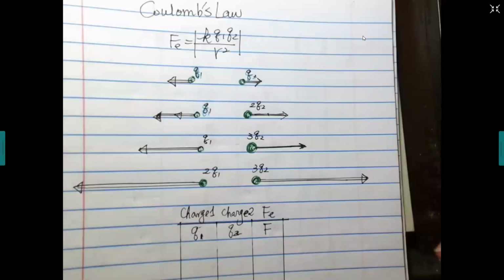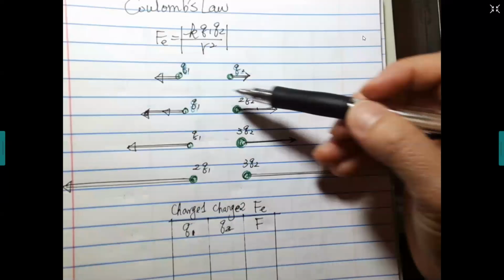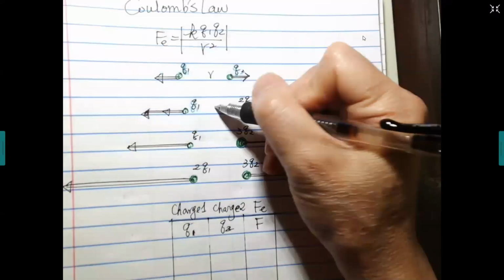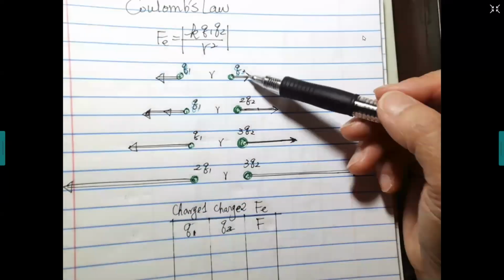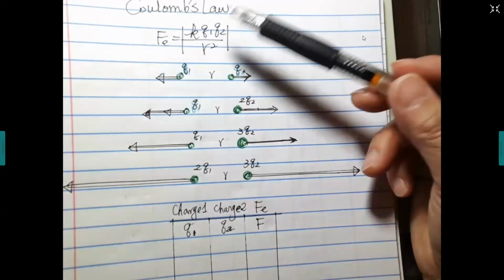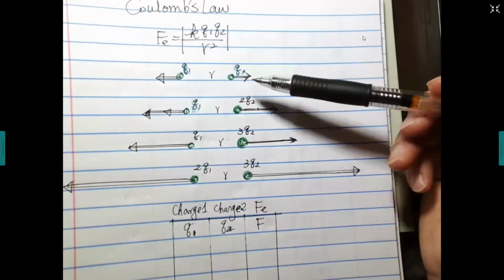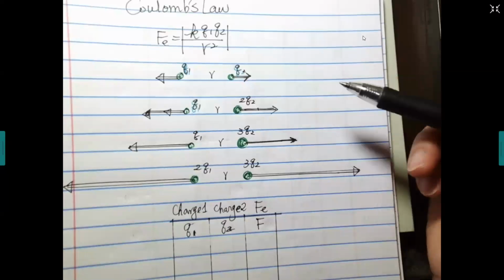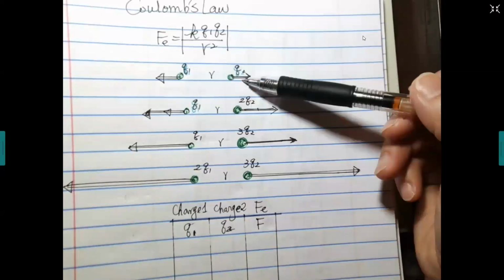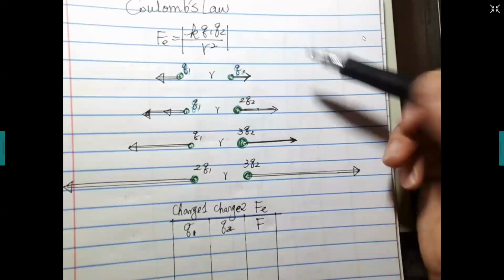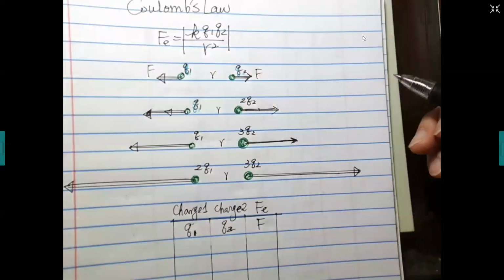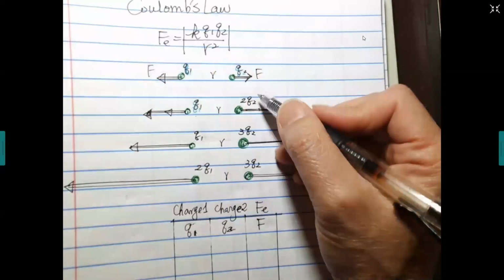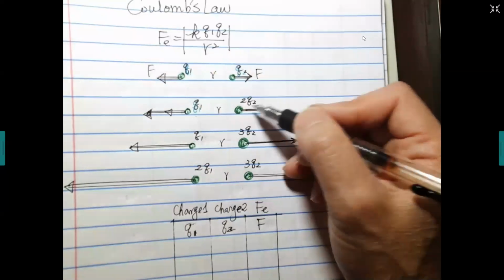Now, let's take a look. What happens if the separation remains the same? r, r, r, r, they are the same distance apart. Now, Q1 and Q2 carry different charges. They carry like charges. We would like to write down that when Q1 and Q2 are a distance r apart, the electric force between them is F. What happens if Q1 remains the same, however Q2 becomes double?